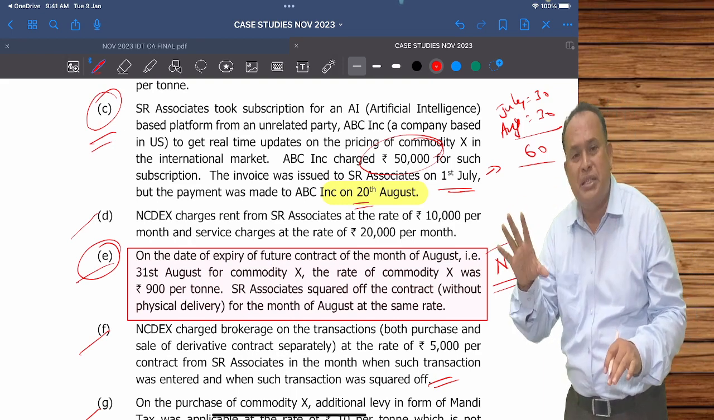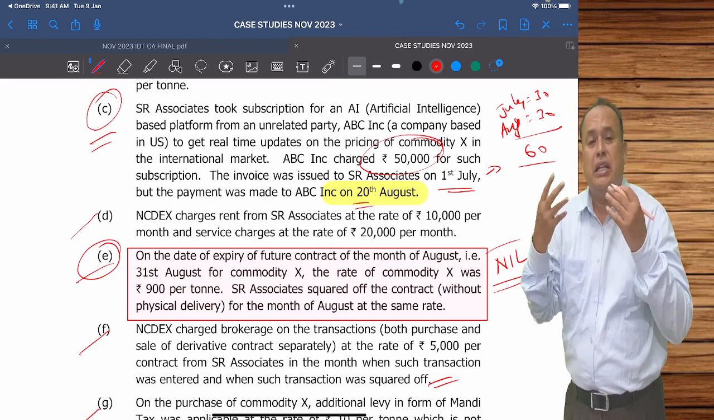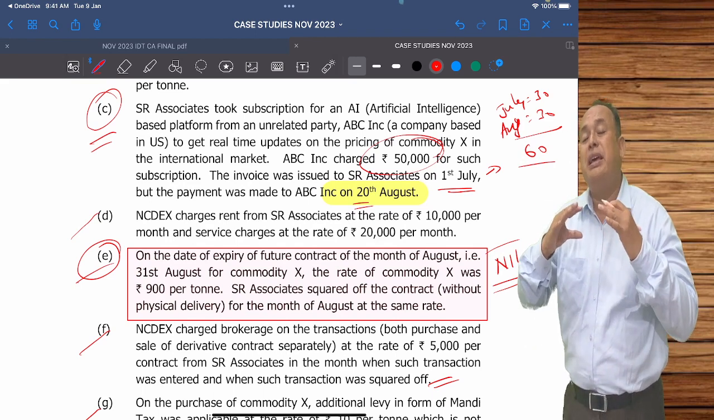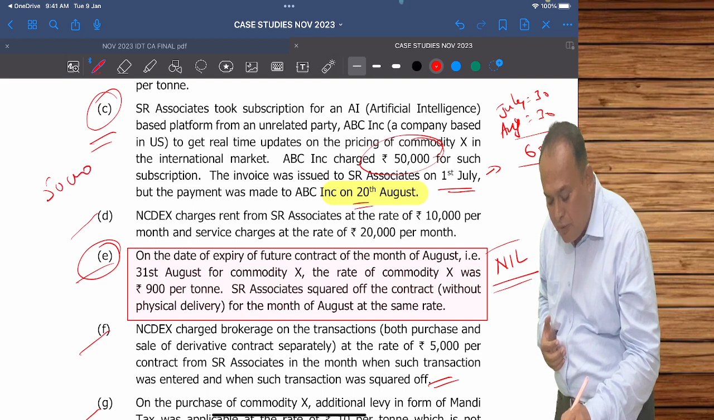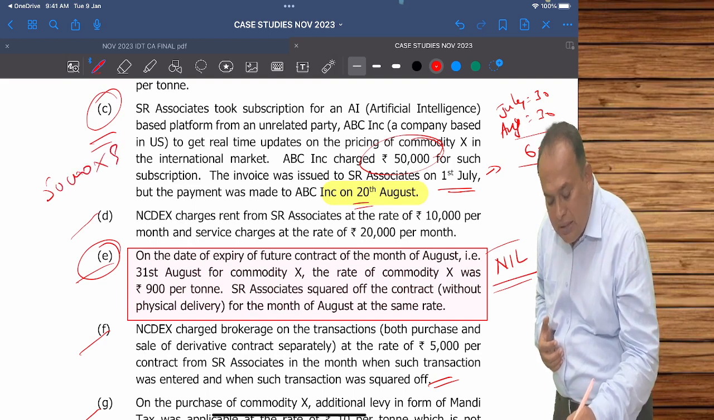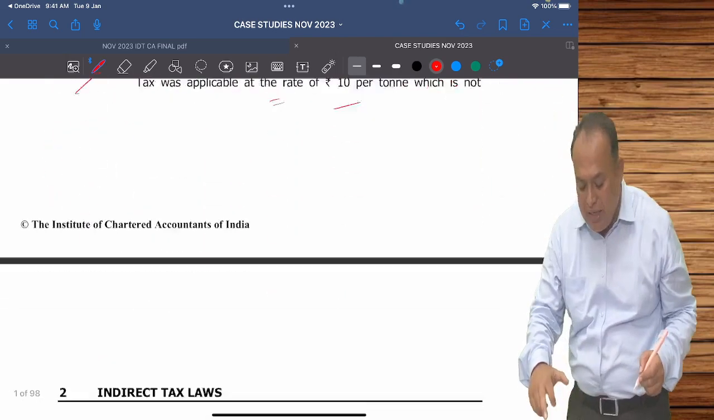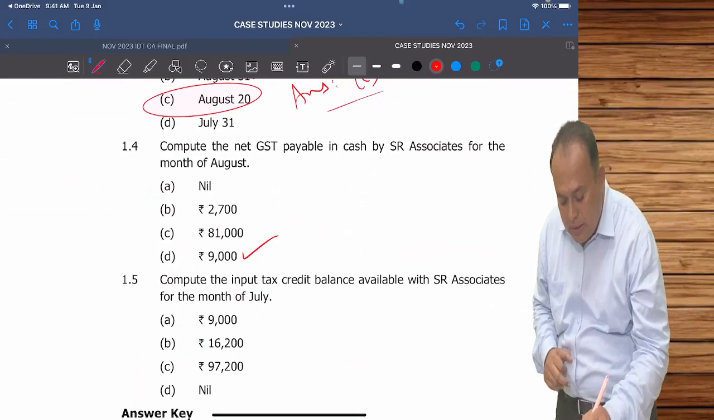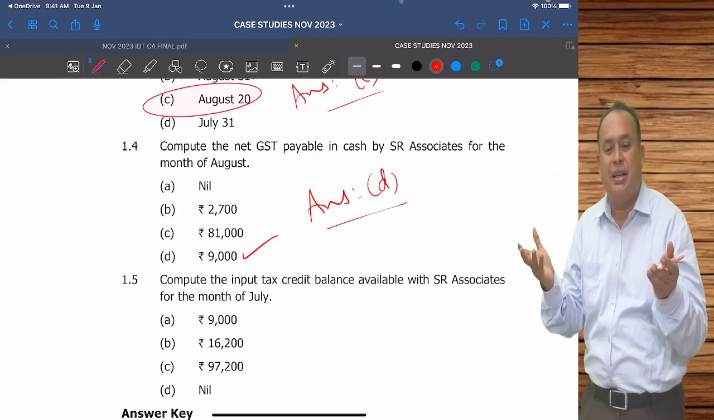Therefore, straight away you can say their output supply is nil. They have to pay the tax only on RCM basis, which is by electronic cash ledger. Therefore, on 50,000, at the rate of 18% import of service IGST, which is rupees 9,000. Where is it matching? Point number D is the right answer. As simple as that.